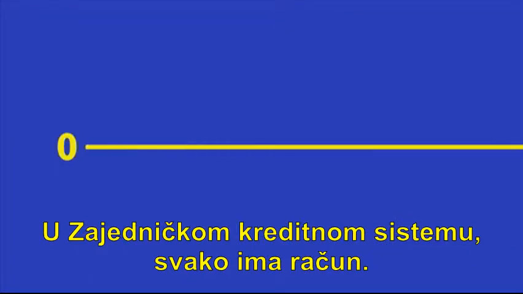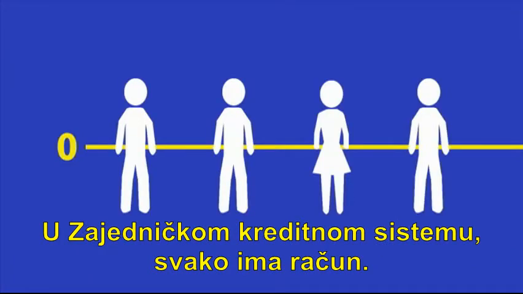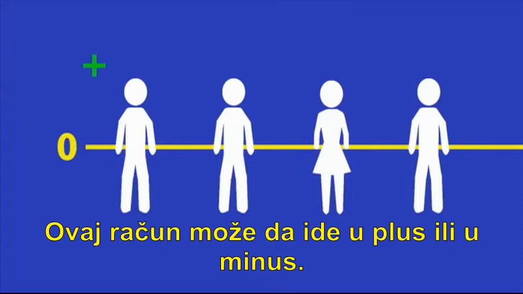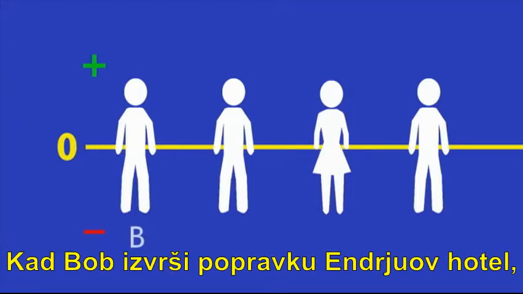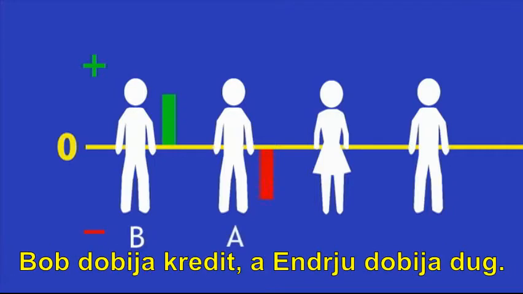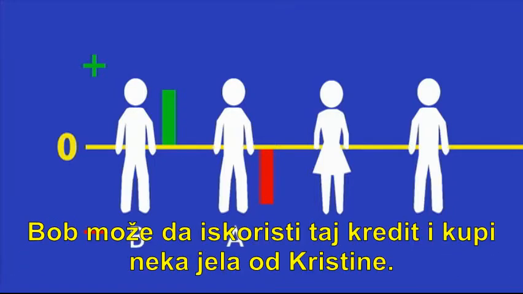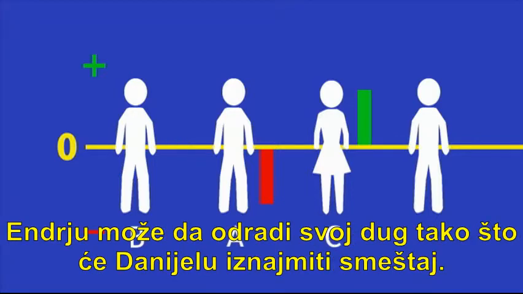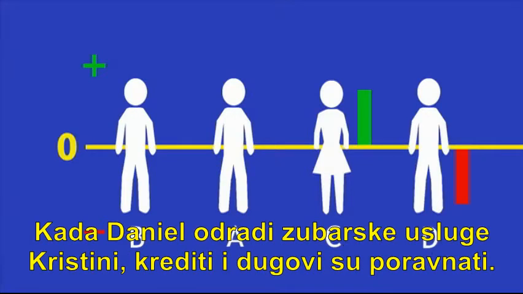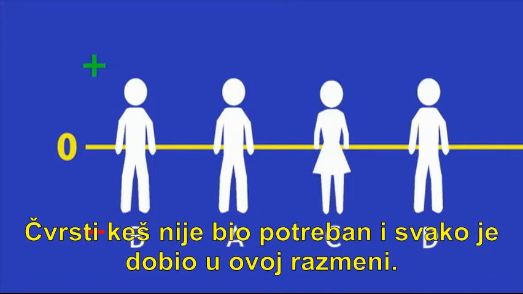In a mutual credit system, everyone has an account. This account can go positive and it can go negative. When Bob repairs Andrew's hotel, Bob receives a credit and Andrew receives a debit. Bob can then use that credit to buy catering from Christine. Andrew works off his debit by providing lodging for Daniel. When Daniel does dental work for Christine, the credit and debit are cleared. No hard cash was needed, and everyone gained something in the transaction.